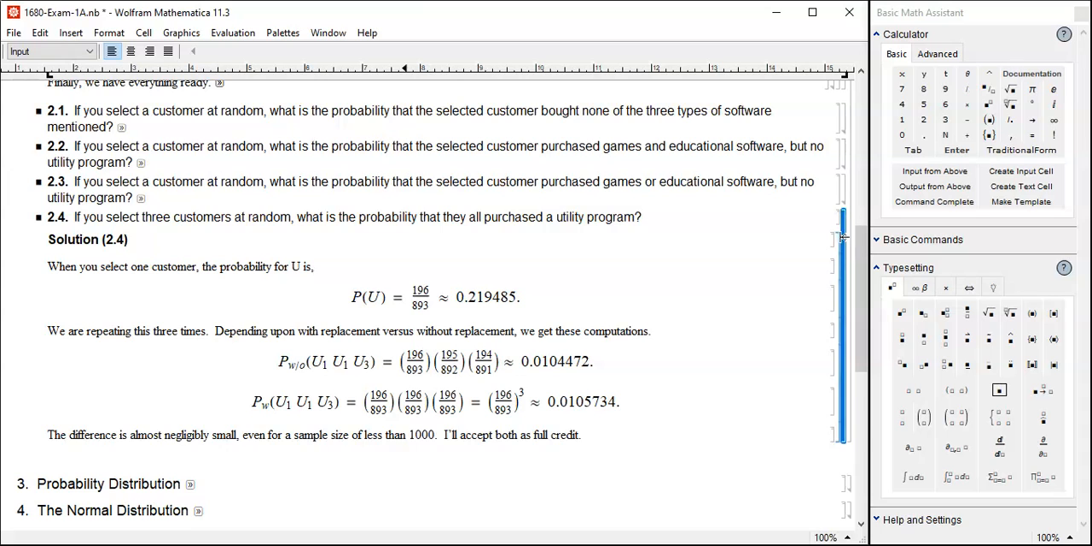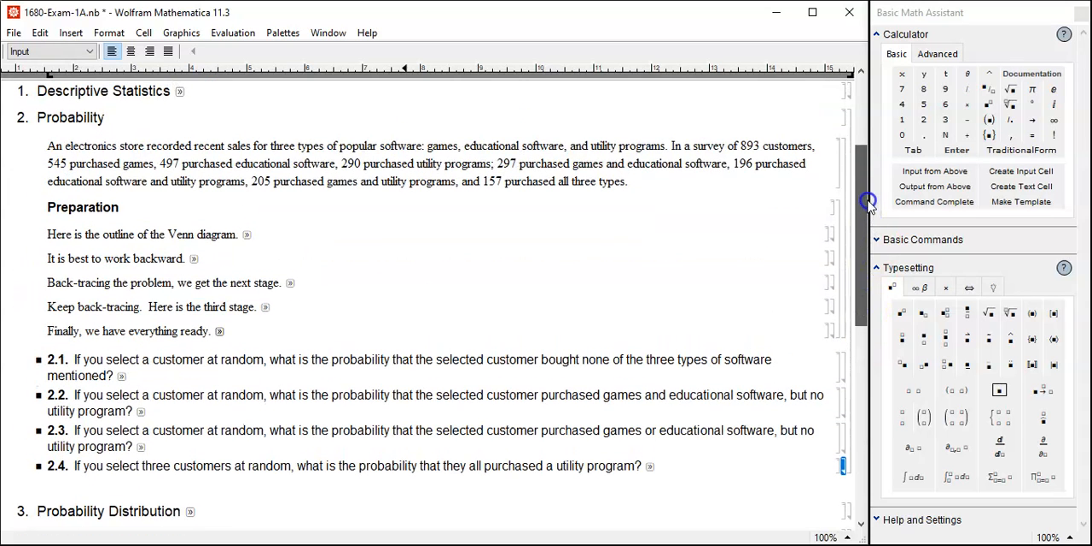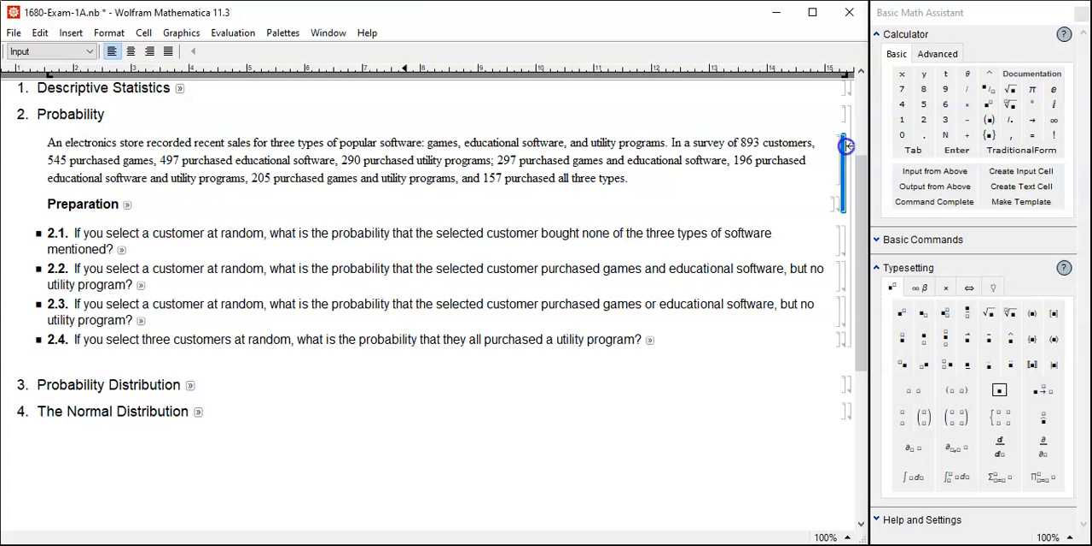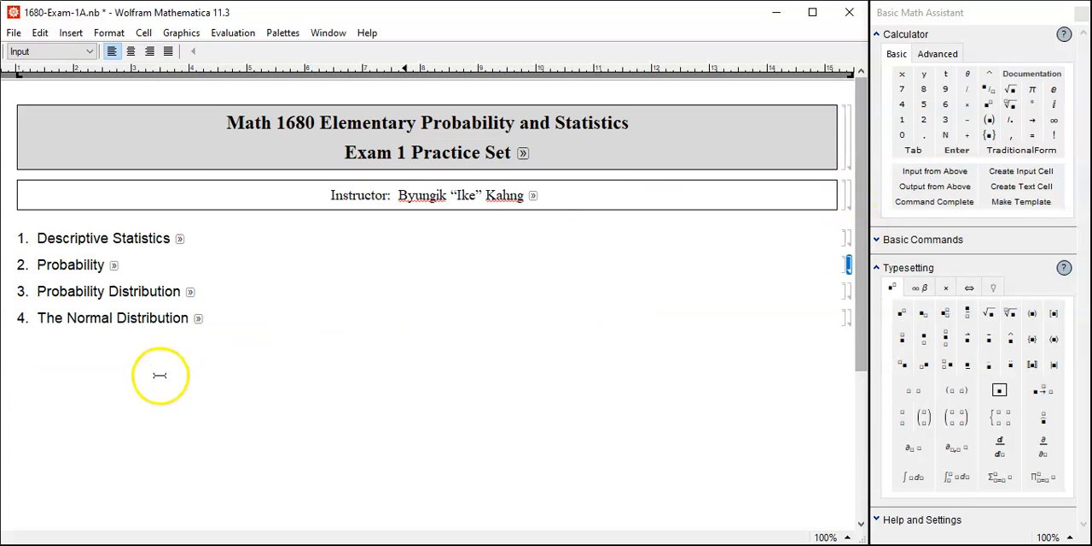Okay, so much for probability problems, but please do not assume that we exhausted all types of probability problems. They are numerous.